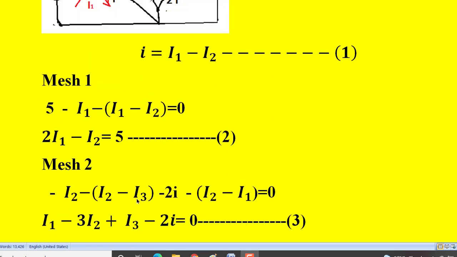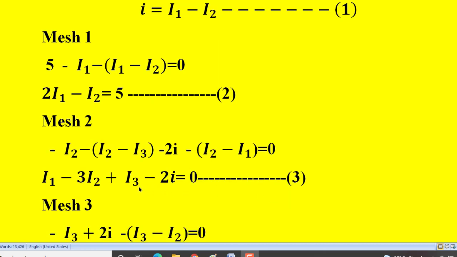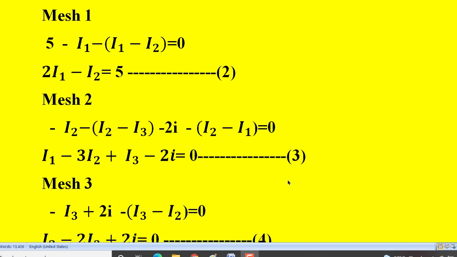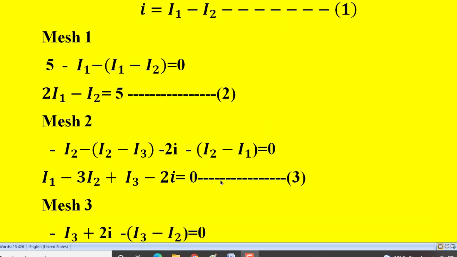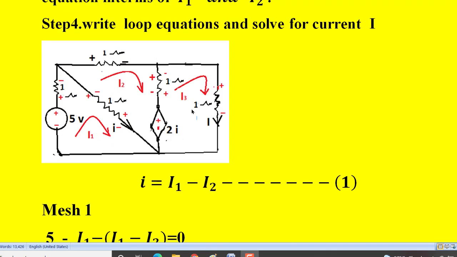Minus I2 minus I3 minus 2I minus (I2 minus I1) is equal to 0. So once we simplify this, we get I1 minus 3I2 plus I3 minus 2I is equal to 0, and we say this is equation 3. And let us go to loop 3 or mesh 3. This is mesh 3 again.